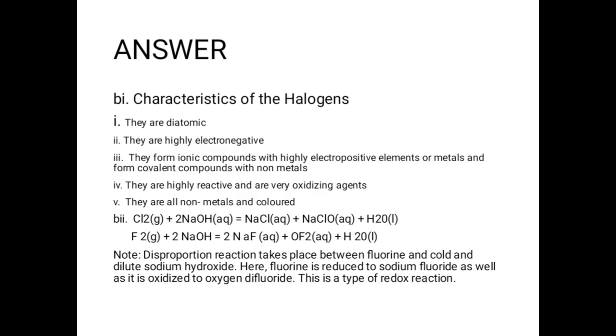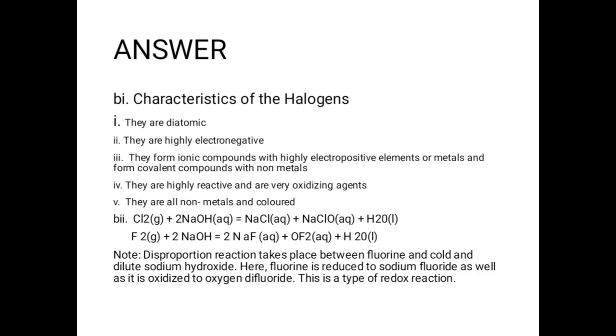Then number 2, you have the question: the reaction between chlorine and sodium hydroxide. It will give us NaCl, sodium oxochlorate 1, and then of course water. That is what it will give us. Well, when we add fluorine and NaOH, you are going to have sodium fluoride, oxygen difluoride, and water.